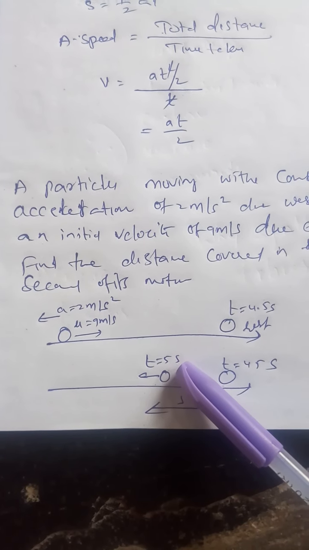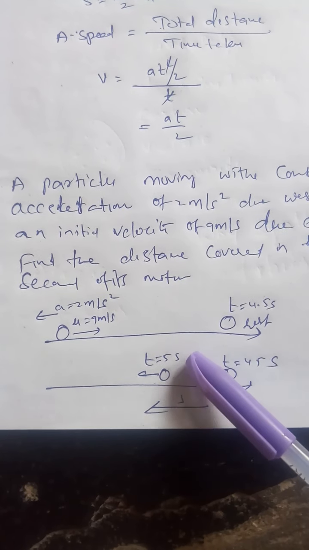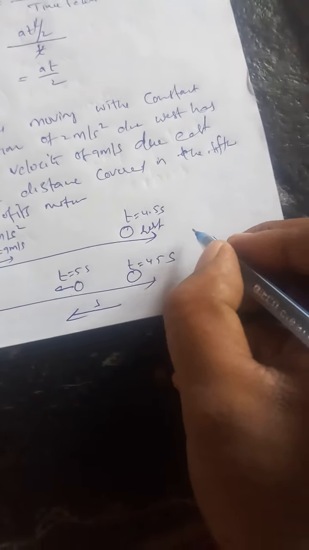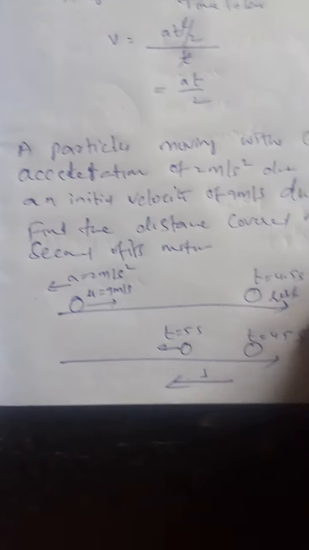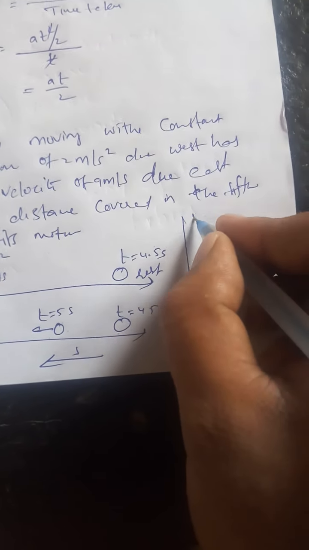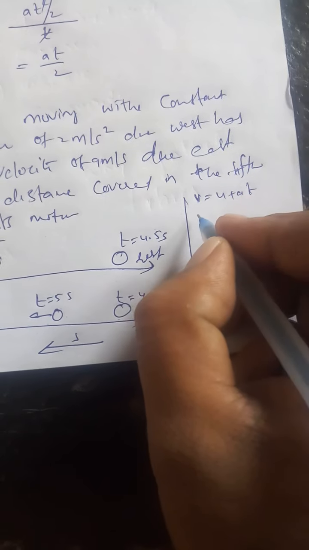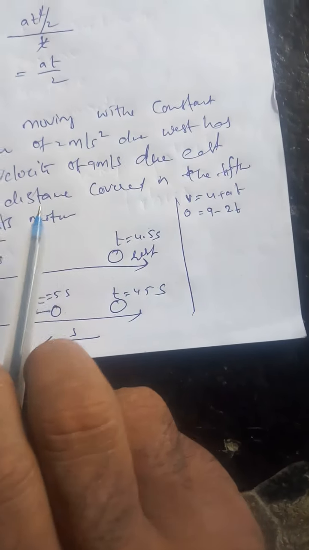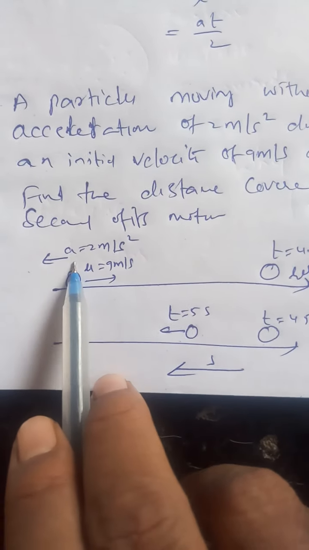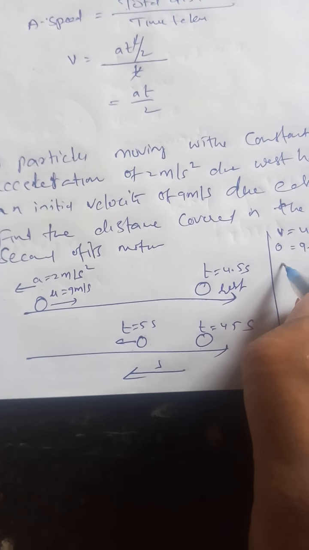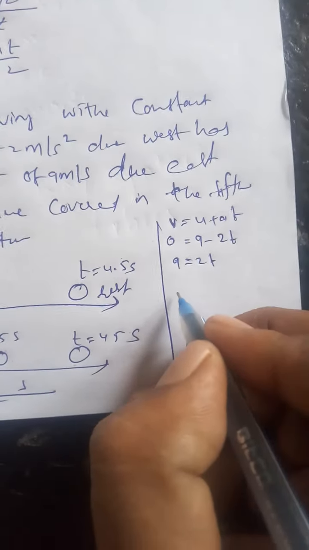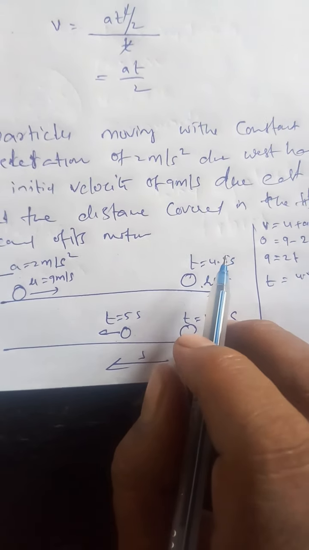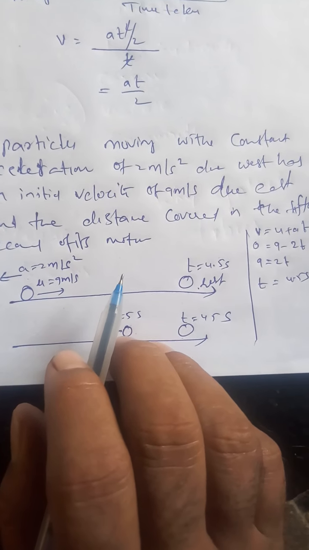Let t be the time taken by the particle to reach the point where it turns along the straight line. We have v equals u plus at. The velocity v is 0, so 0 equals 9 minus 2t, because u is equal to 9 and a is equal to minus 2. We get 9 equals 2t, so t equals 4.5 seconds. Now let us find the distance covered in the 5th second, from 4.5 to 5 seconds.